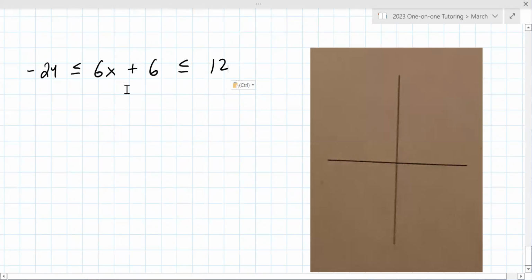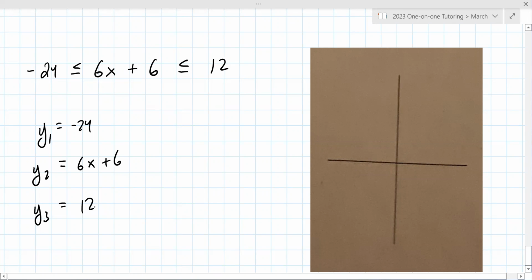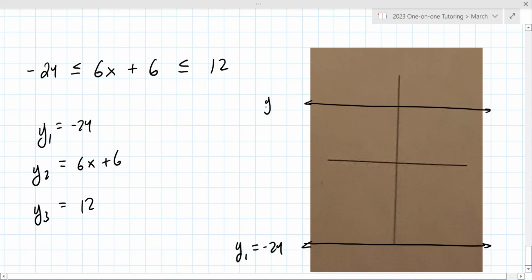Okay. So 3 y's. There's y1, which is -24. It's the one on the left. y2 is 6x plus 6, and y3 is 12. Okay. You start by graphing y1. y1 equals -24, just sort of arbitrarily putting it down there. y3 is 12, so we'll just draw something up there.